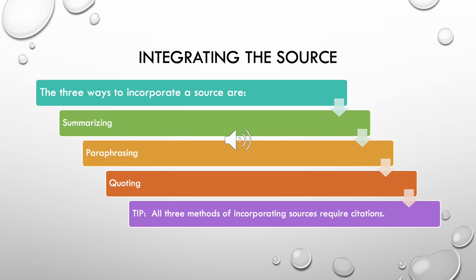We're going to look at three ways to incorporate sources today: summarizing, paraphrasing, and quoting. And tip, please note that all three methods of incorporating sources require citations. So you need both in-text citations and full citation entries in your works cited list.